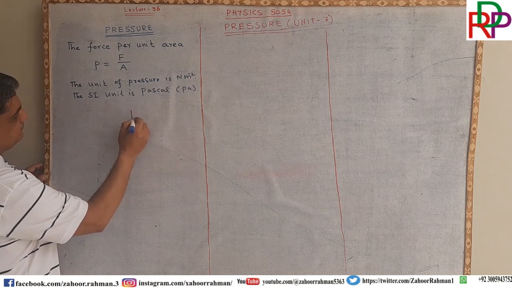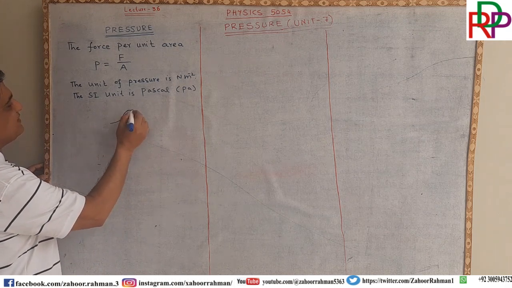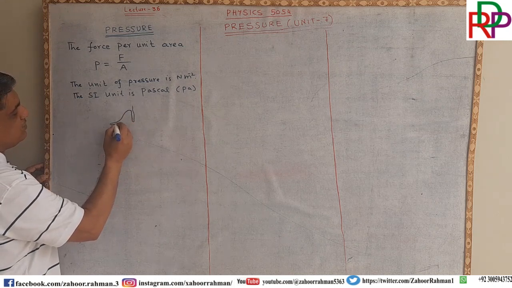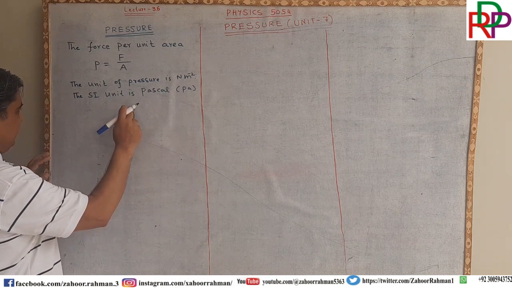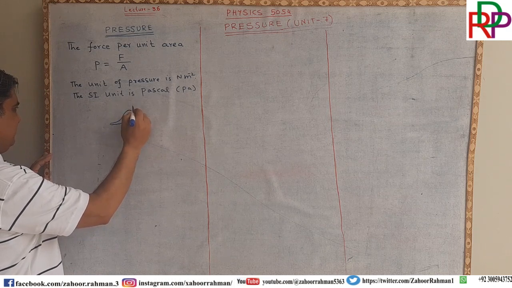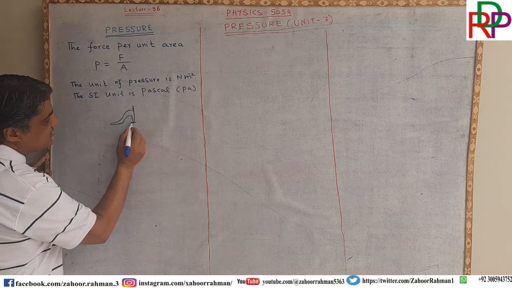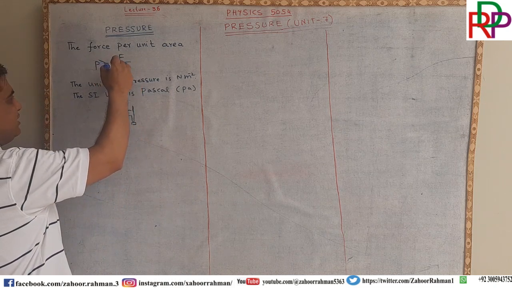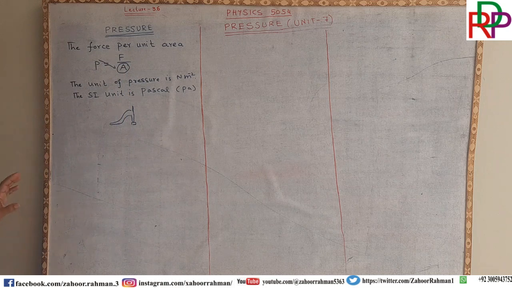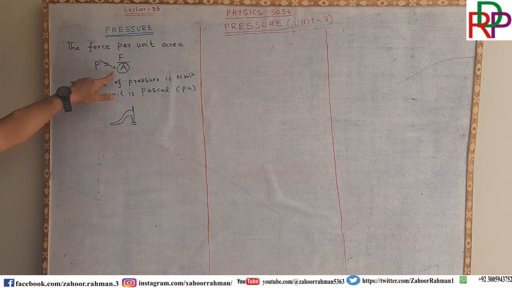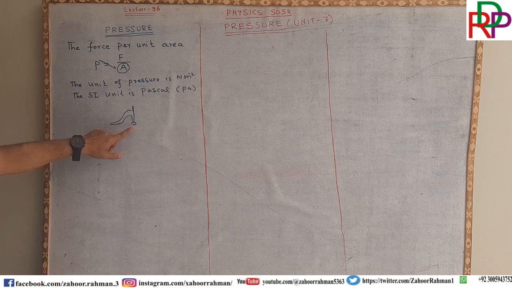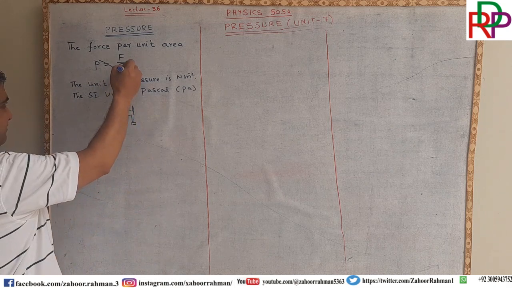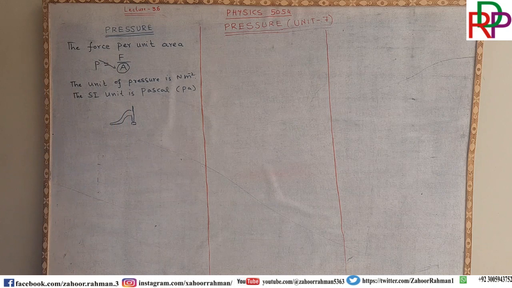Now I gave you an example that the stiletto heel will exert more pressure on the ground because its area is small. It means that pressure is inversely proportional to area in contact. So if area is small, pressure will be more because it is inversely, and this is the meaning of inversely proportional.